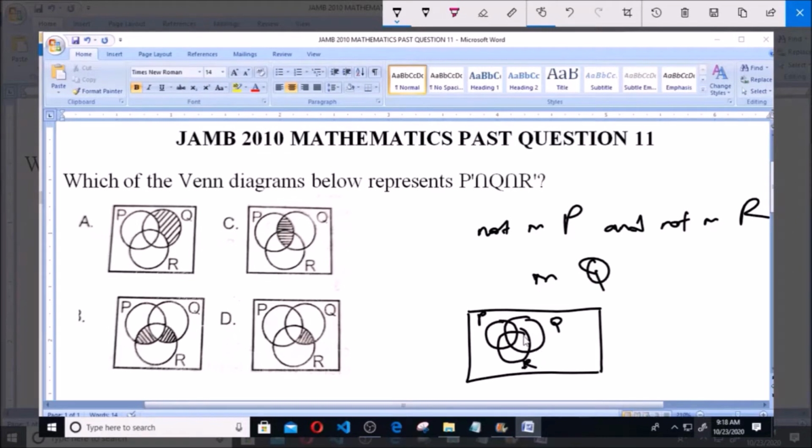Now the thing is, any part of Q that intersects with P must not be shaded, and any part of Q that intersects with R must not be shaded. Why? Because the question is telling us that this content is not in P and R, so therefore any part of Q that intersects with P and R will not be shaded. So the only shaded parts can be what? The part that is outside P and R, which is this side. And if you look at this, you see that option A corresponds to our shaded area. So therefore option A is the correct answer to this question.